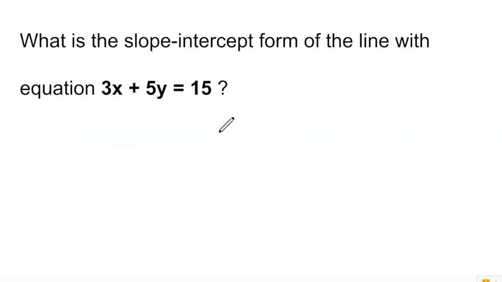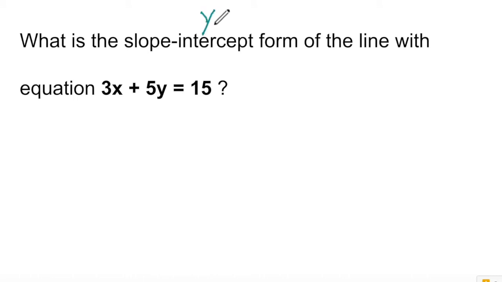So our next problem is, what is the slope-intercept form of the line with the equation 3x plus 5y equals 15? Well, our question here is, how do we convert the standard form to the slope-intercept form? Remember, we did that a couple slides ago. So the first thing we need to do is get rid of this x term on the left because we're trying to isolate the y. We want to get it into the y equals mx plus b format. That's what we're going for here.